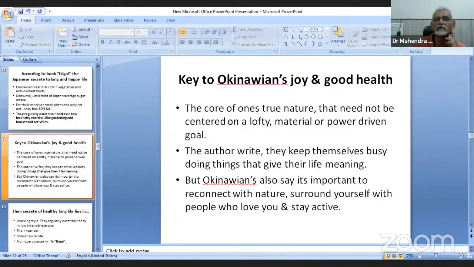Key to Okinawans' joy and good health is the core of one's true nature, which need not be centered on lofty, material, and power-driven goals. The author writes, they keep themselves busy doing things that give their life meaning. But Okinawans also say that it's important to reconnect with nature, surround yourself with people who love you, and stay active.